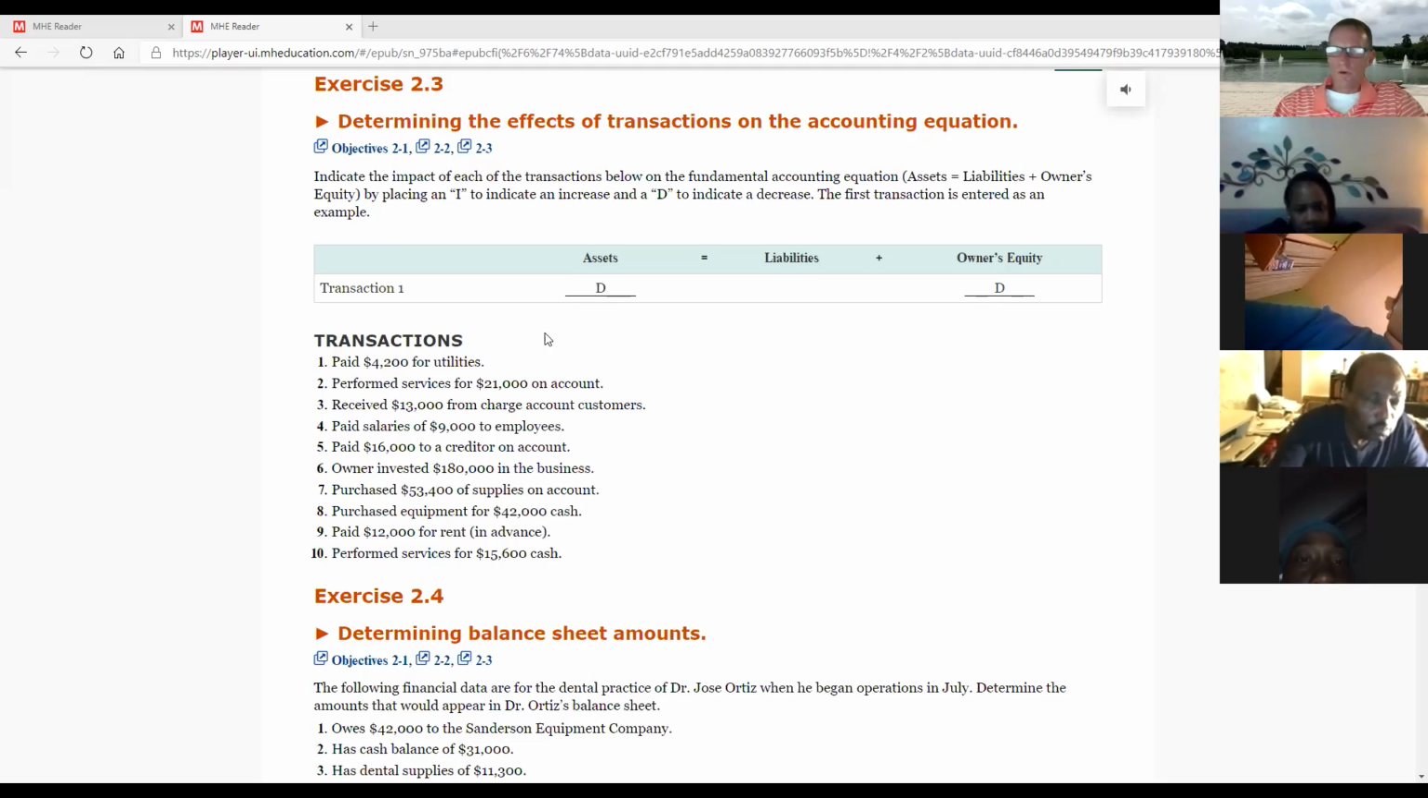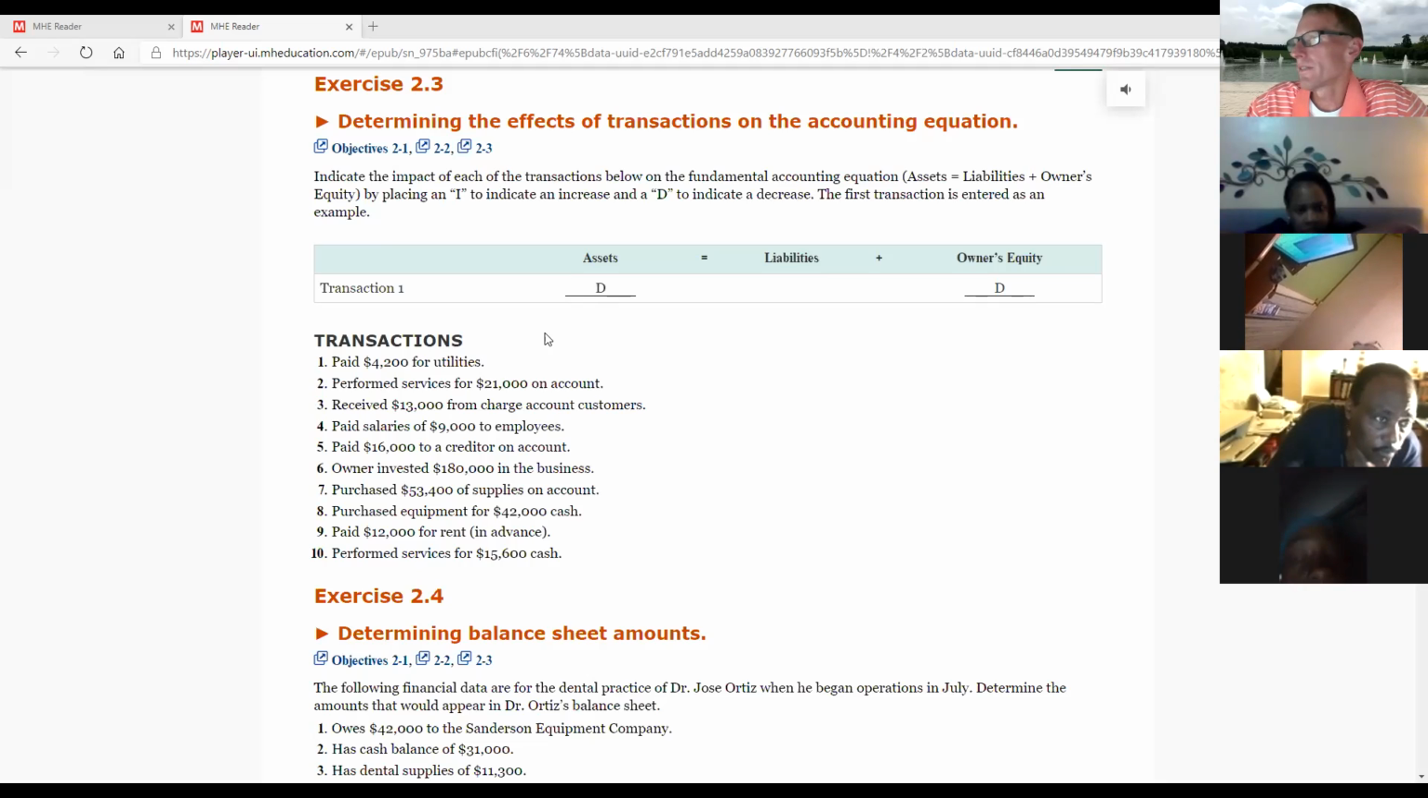All right. So 2.3. On this one, it says determining the effects of transactions on the accounting equation. And they want you to say D for decrease or I for increase. And these are 10 different types of transactions. The way I'll do this one, I'm just going to plug in the numbers. I'm actually going to write out the amounts as I go through this with you, just to bring out the context. It's so abstract when it's put D or I. So they did number one for us. Let me get my stylus back on.